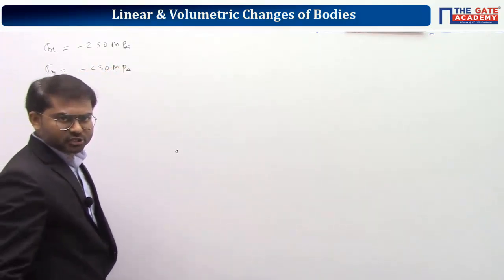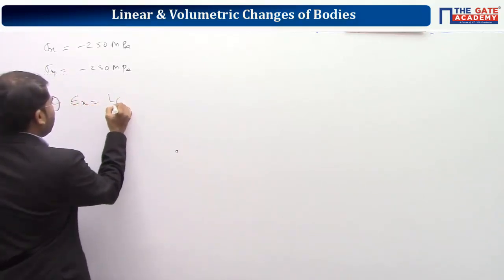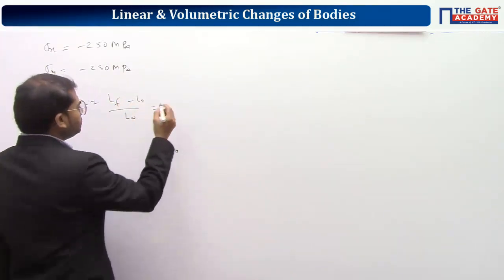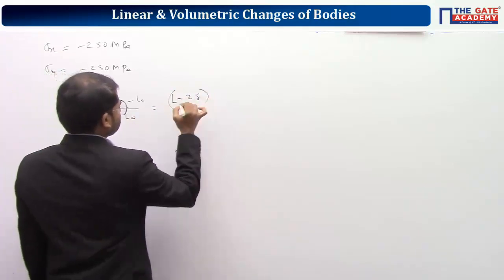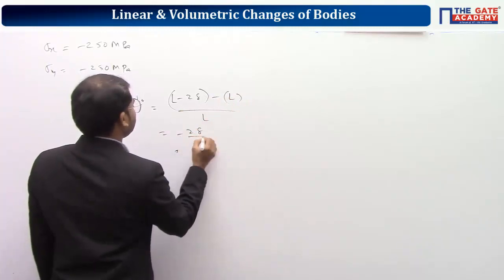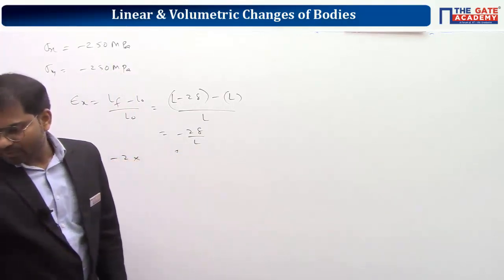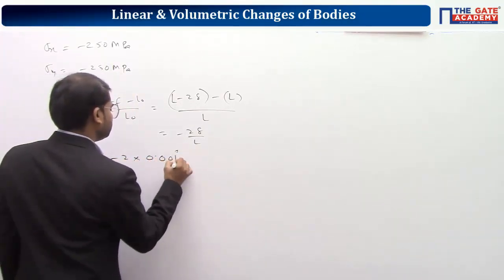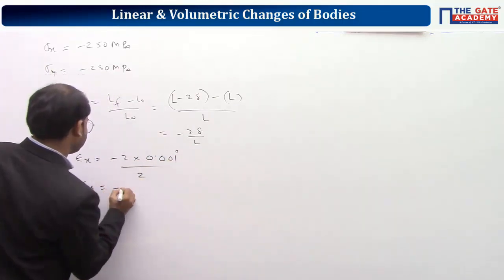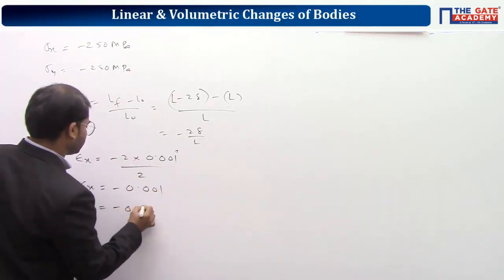Now to get Poisson's ratio, we need epsilon x and epsilon y also. Epsilon x is final length minus original length by original length in x direction. Final length in x direction is L minus 2 delta and original length is L. So this gives us minus 2 delta by L. Epsilon x comes out to be minus 2 into delta, given as 0.001, divided by original length, given as 2 meter. So epsilon x comes out to be minus 0.001. In the same way, epsilon y also comes out to be minus 0.001.